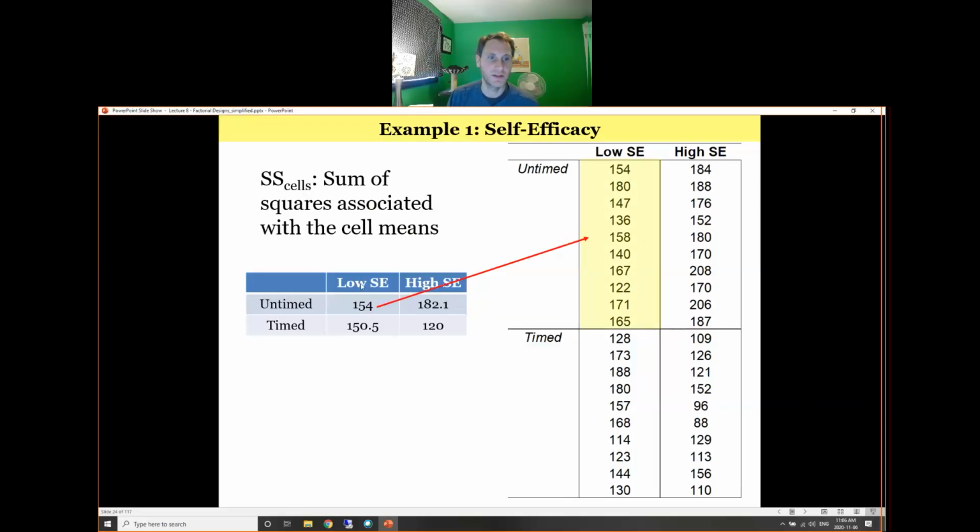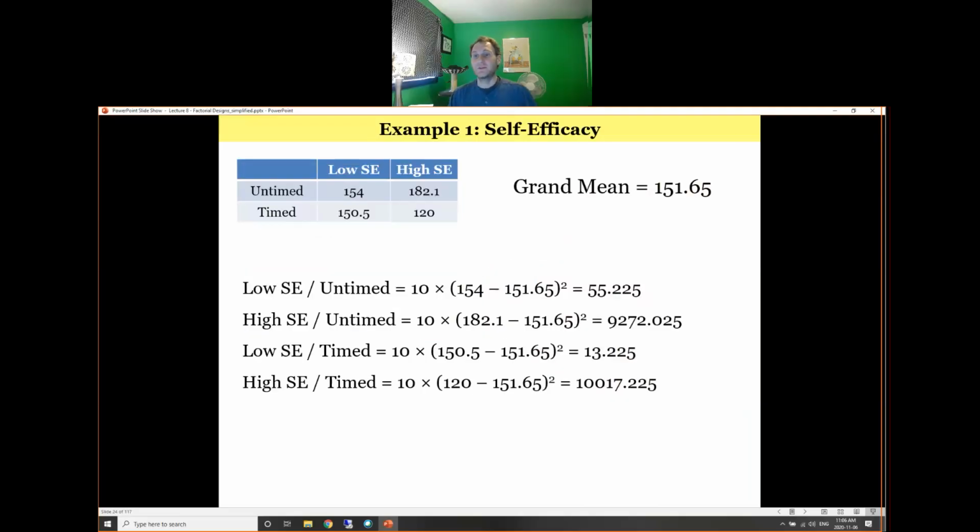So our low self-efficacy untimed cell, that's just one cell here, is the mean of all the people in that cell. Likewise, for the high self-efficacy untimed, the low self-efficacy timed, and the high self-efficacy timed. So I've just computed the means of each cell. And then I do the same process that I did before. I'm subtracting each cell mean from the grand mean.